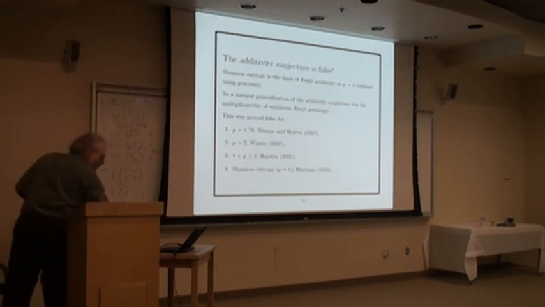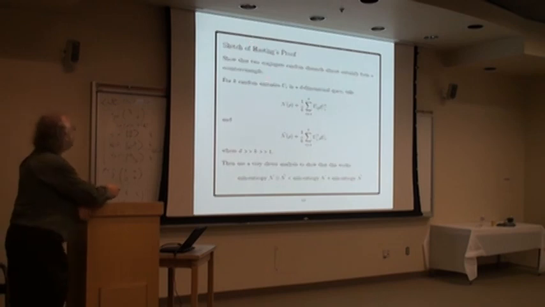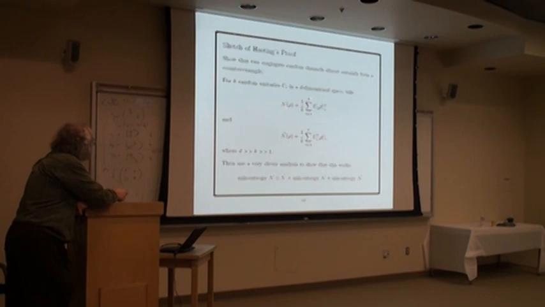And what is the channel? Well, you choose k random unitaries, U_i, in d-dimensional space. And you take the channel as just applying one of these unitaries at random to the input state.